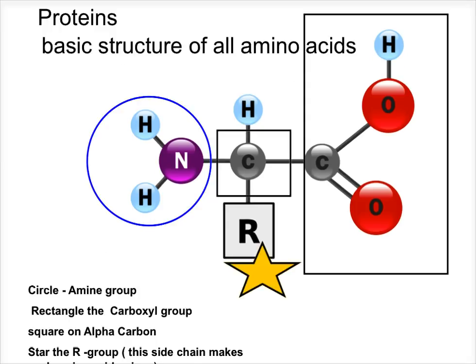You can see I have circled the amine group. I've put a rectangle around the carboxyl group. I've put a square on the alpha carbon, and I have starred the R group. That is the side chain that makes every amino acid unique.